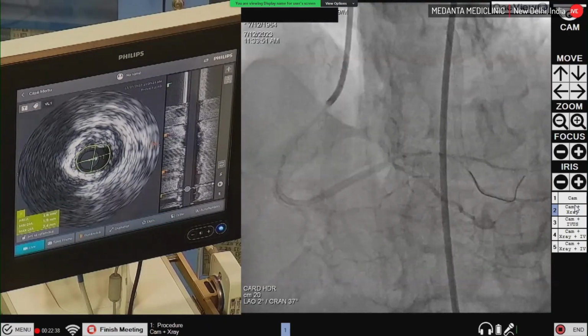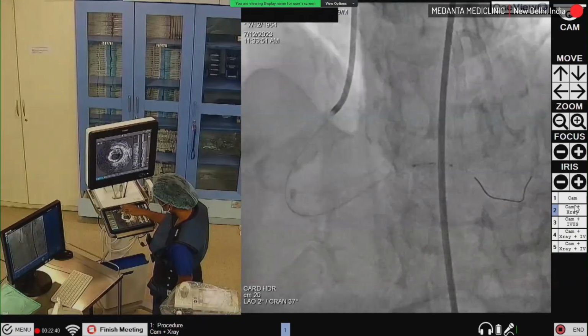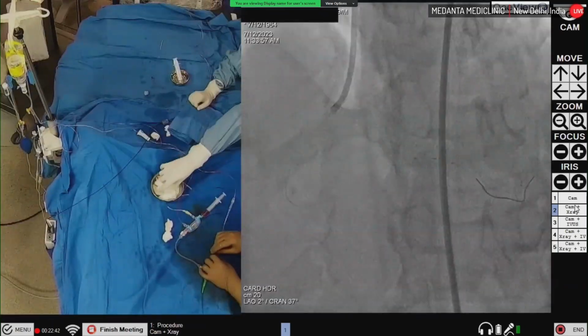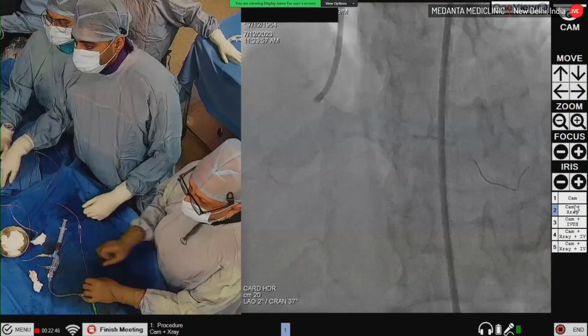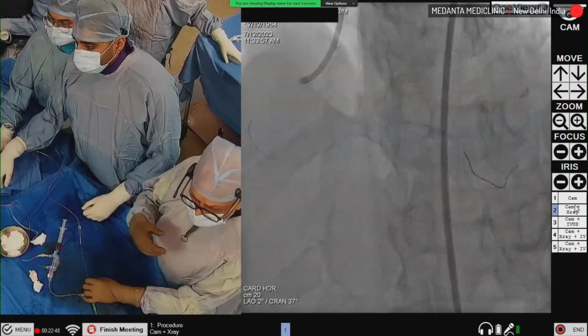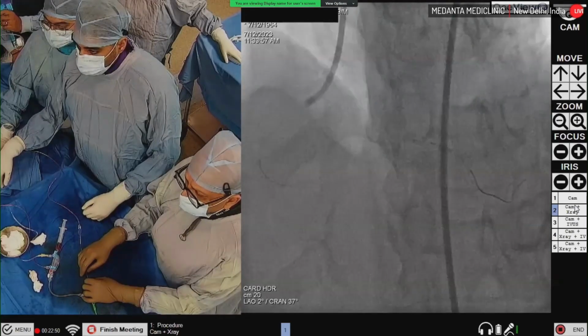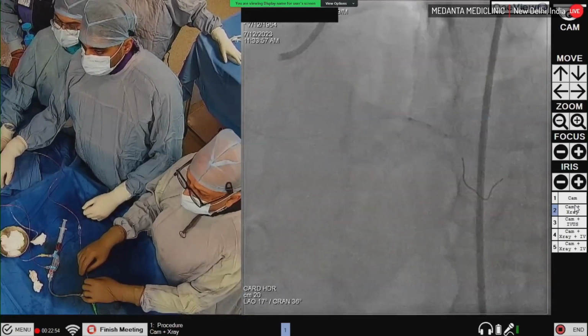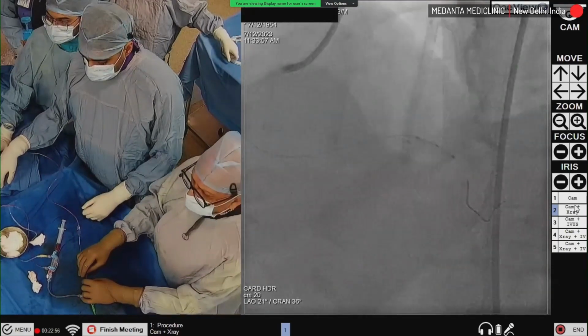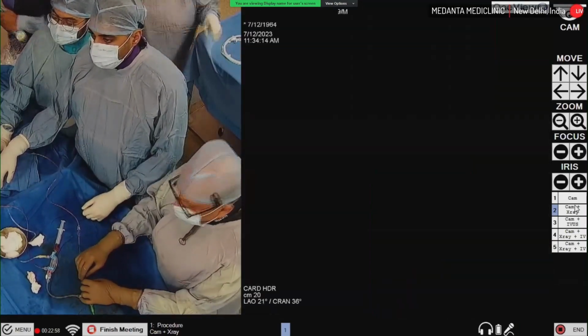Check. Yeah, this is the area. Okay, go up. 2, 4, 6, 8, 9, 10, 12. Go a little bit more cranial, please. That's it. That's it. Deflate.